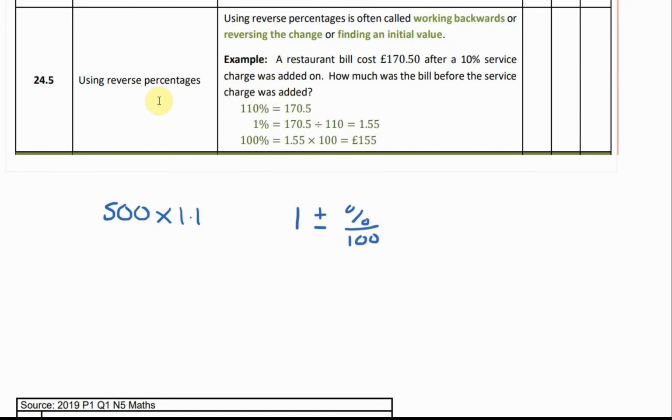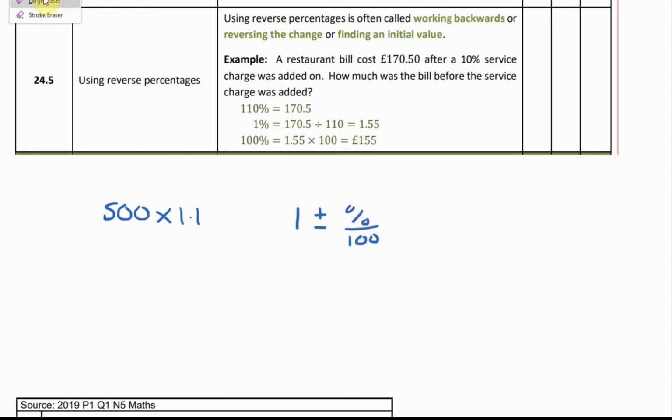So if I want to increase 500 by 20%, I would do 1 plus 20 over 100, which would be 1.2. If I wanted to decrease 500 by 7%, I would do 1 take away 7 divided by 100. Okay, so that's our first bit.